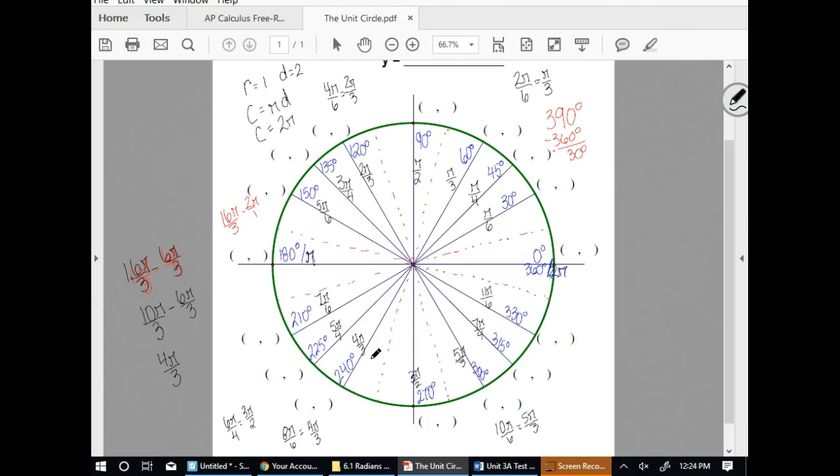So you can subtract 360, or if they've given you radians, you can subtract 2 pi. Just with 2 pi, you got to use common denominators there. So you'll see that you have those.